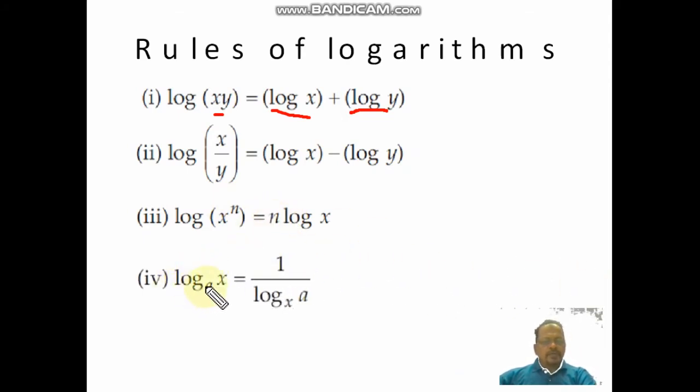The next rule is log of x to the base a is equal to 1 upon log a of x. This rule is called the change of base rule. We can change the base. Also we can write this as log x to any base divided by log a to any base.